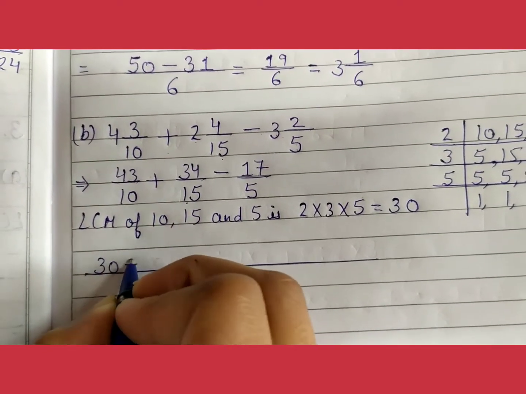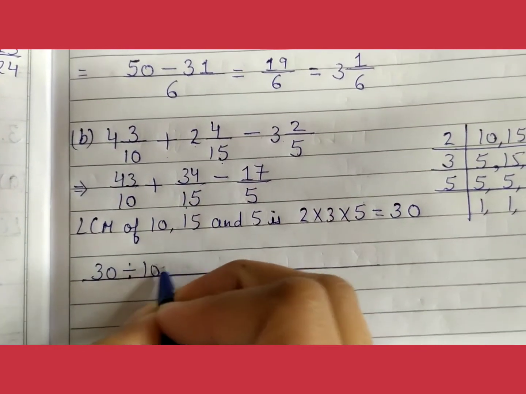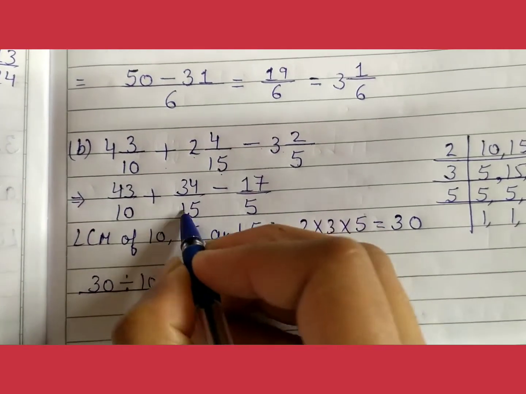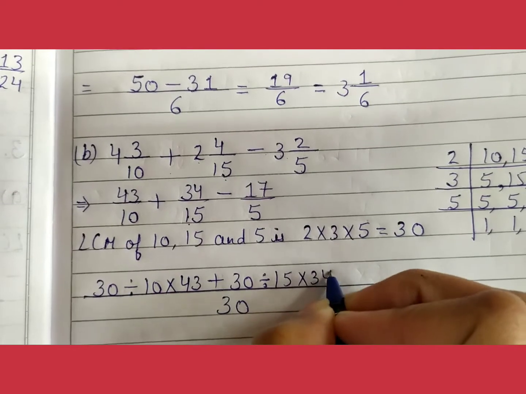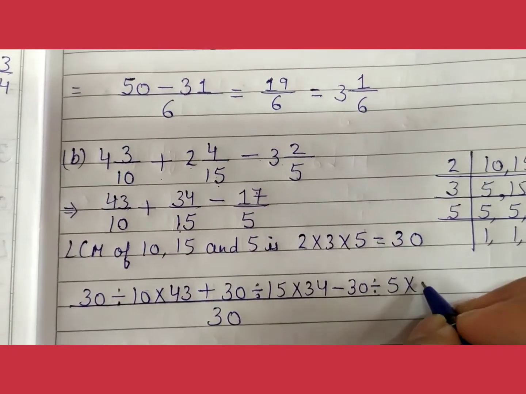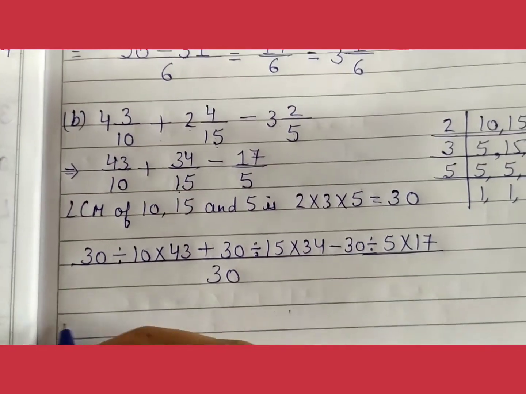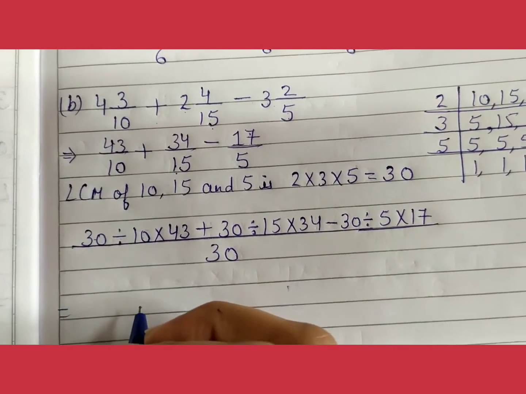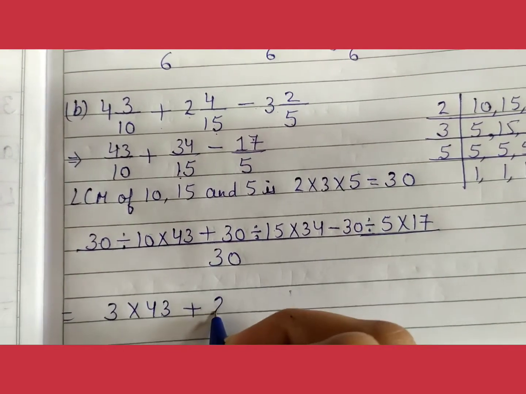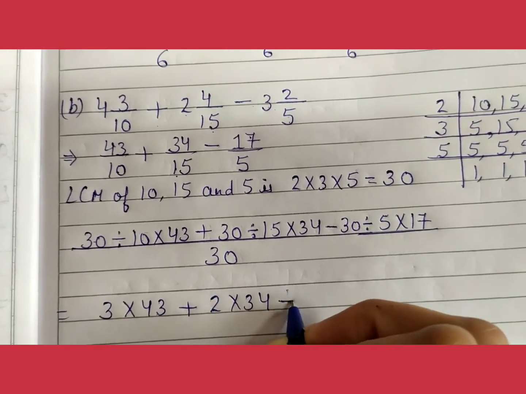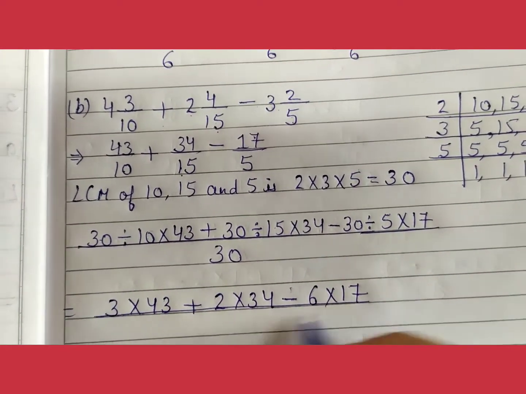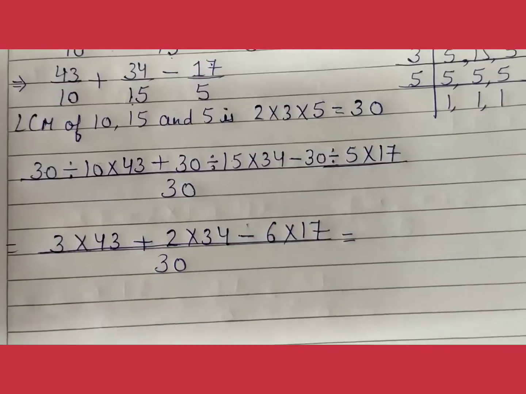Again write 30 divided by 10 multiply by 43, plus 30 divided by 15 multiply by 34, minus 30 divided by 5 multiply by 17. 30 divided by 10 equal to 3, multiply 43 as it is, plus 30 divided by 15, 2 multiply 34, minus 30 divided by 5, 6 multiply 17, upon 30. 3 multiply 43.